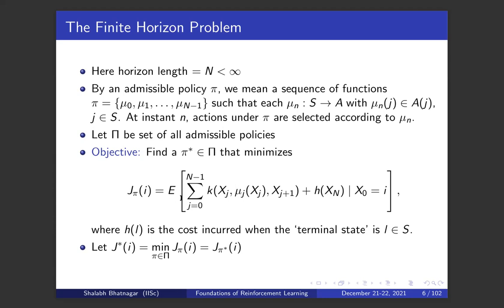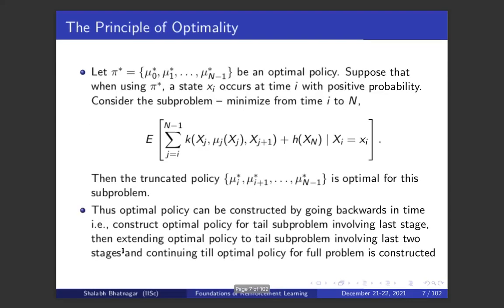The expectation here is, of course, over the entire sequence of states that you are going to visit from time 1 onwards until time n. So that's what J_pi of i is. Then the goal is to find a policy pi star that minimizes J_pi of i over all pi in capital pi, the set of all admissible policies. Let's call this J star of i. So the goal is to find J star of i, and also to find pi star, the optimal policy that attains this optimal cost. As far as this finite horizon problem is concerned, this is what it is.